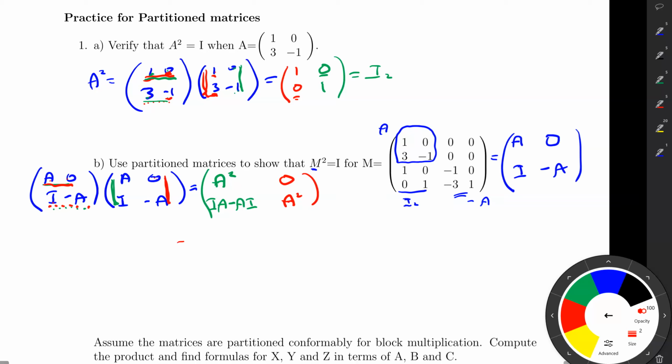So let's simplify this. We know from above A squared is I. 0 is just the 0 matrix. This is A minus A, that's 0. And this is the identity matrix. Look at that. We just showed that M squared is I.